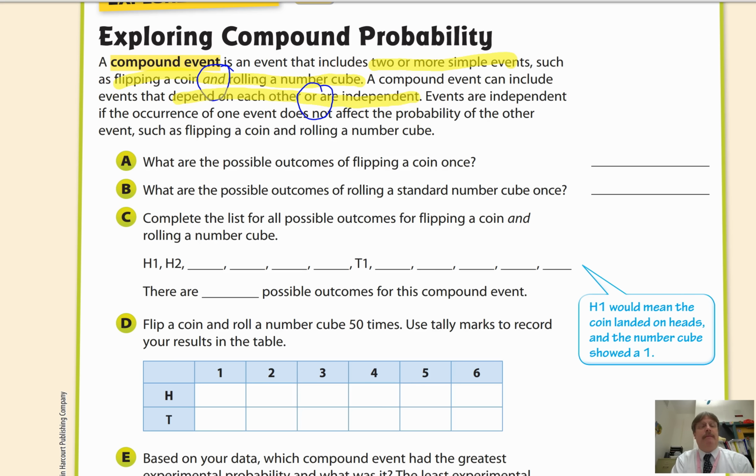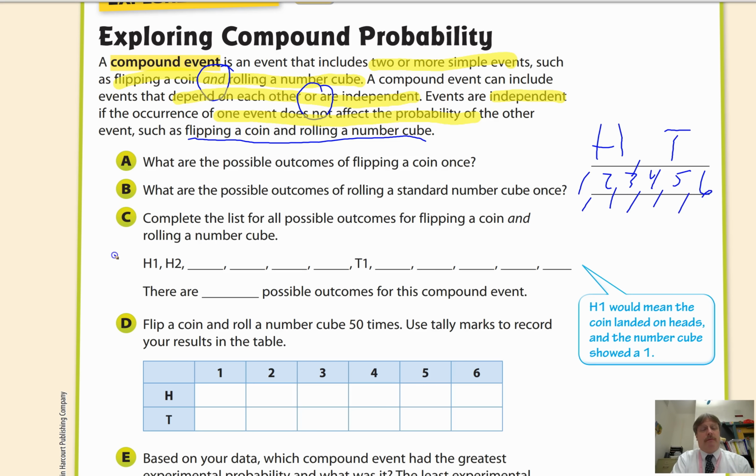Events are independent if the occurrence of one event does not affect the probability of another event, such as flipping a coin and rolling a number cube. Let's go through this here. We'll talk about it in class too, but what are the possible outcomes of flipping the coin once? You're either going to get heads or you're going to get tails. What are the possible outcomes of rolling a standard number cube once? You're either going to get the number 1, the number 2, 3, 4, 5, or 6.